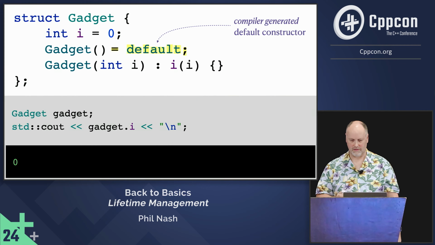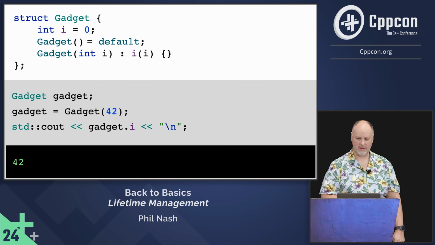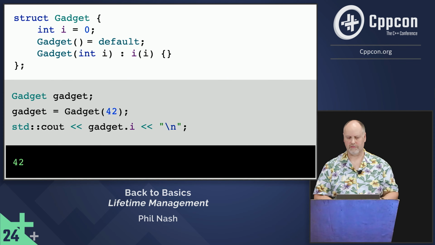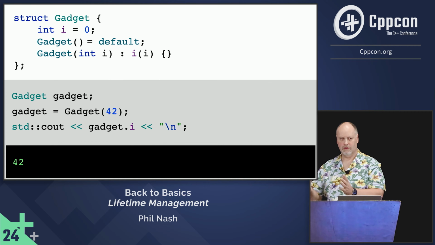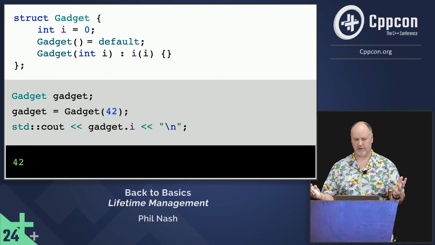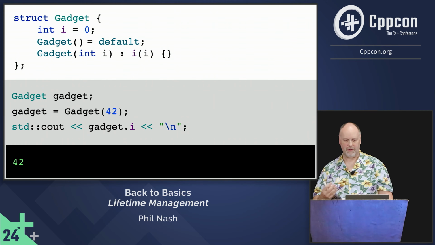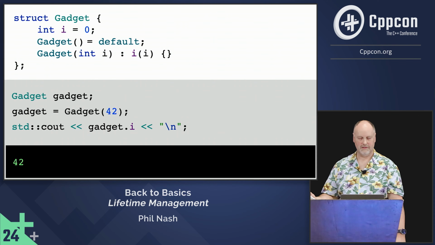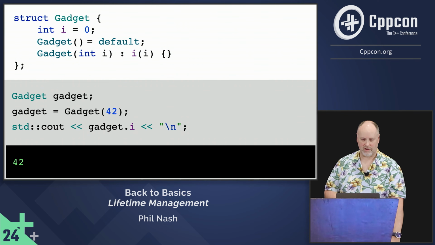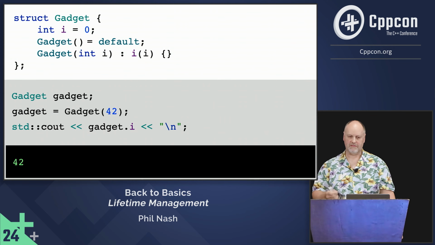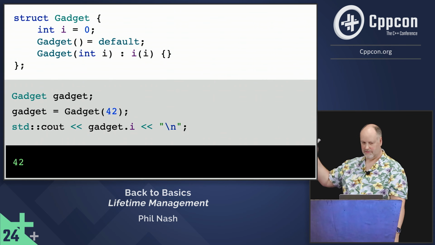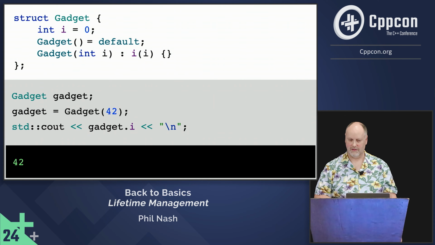Okay. So what if we copy one of these gadgets? We haven't written a copy constructor, but it just works. Because again, the compiler has generated a copy constructor for us that does the right thing. We're actually pretty good now. And copy assignment would work as well. Actually, the other way around, this is copy assignment. So, all good so far.